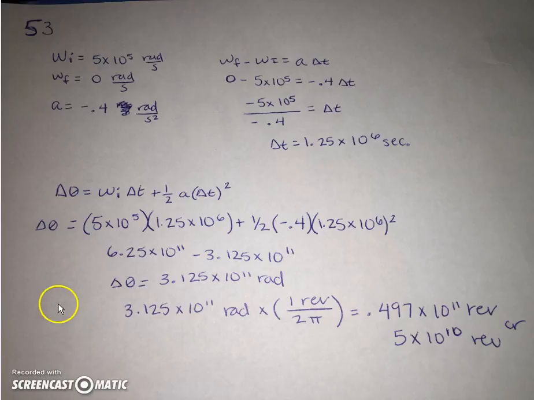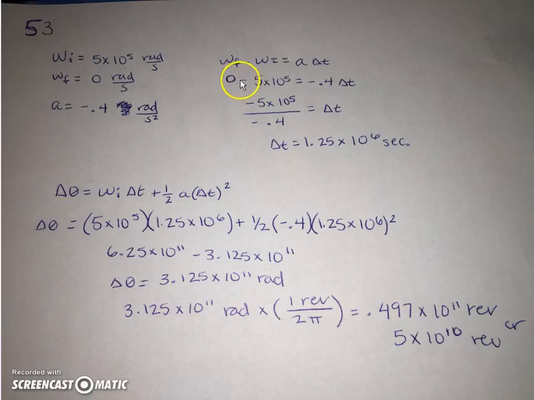So first we list our knowns, or what is given in the problem. We have the initial angular speed is 5 times 10 to the 5th radians per second. We know our final angular speed is 0 radians per second, and our acceleration is negative 0.4 radians per second squared. So we can use the kinematics equation. The final angular speed minus the initial angular speed is equal to the acceleration times the change in time.